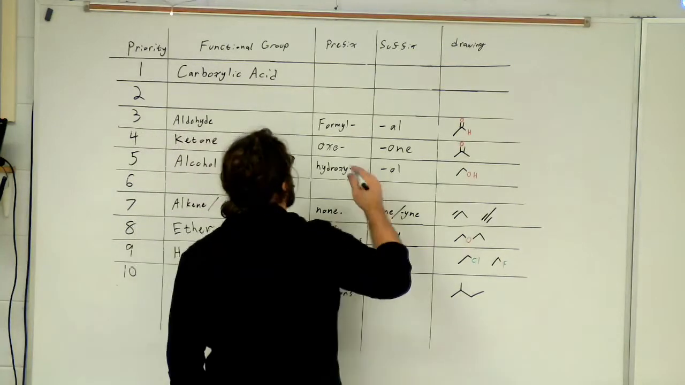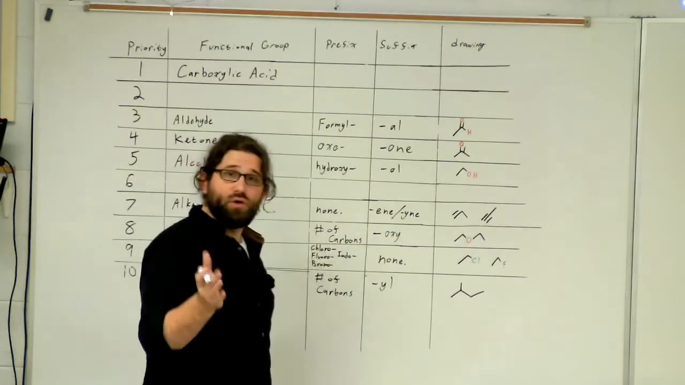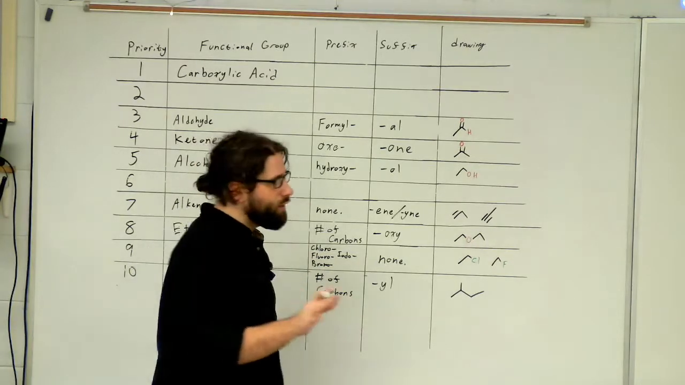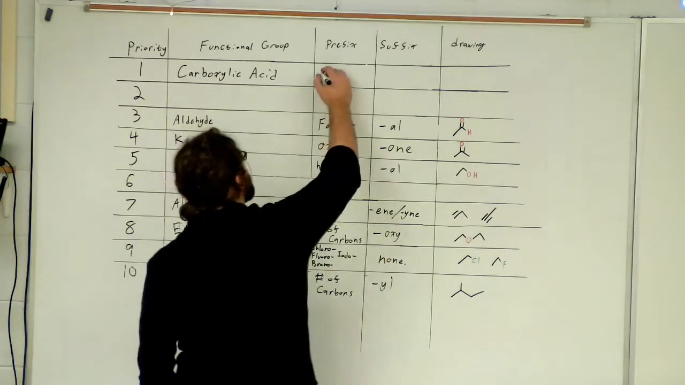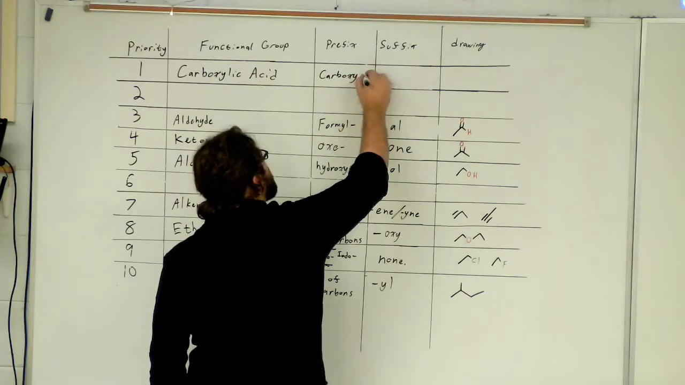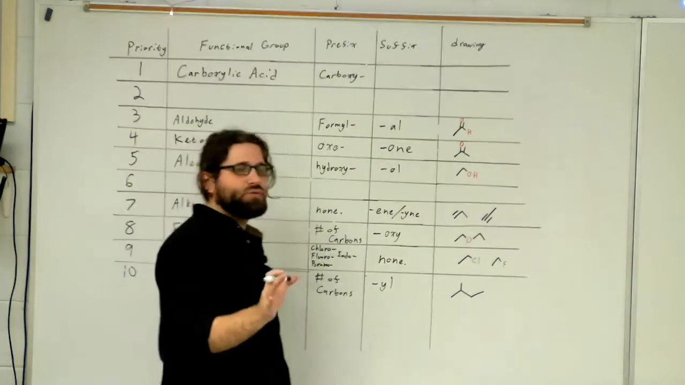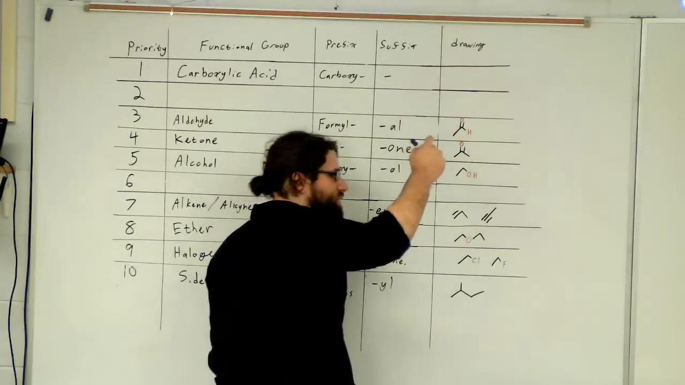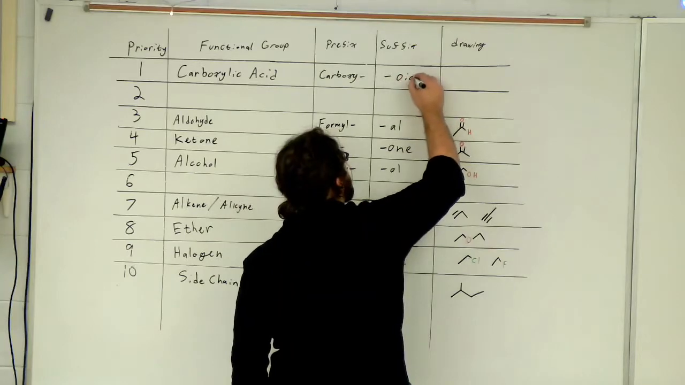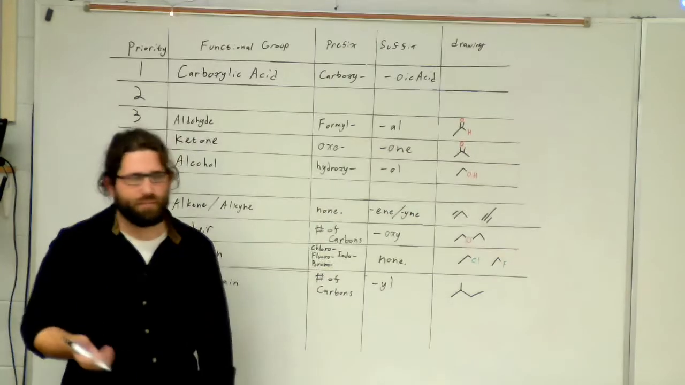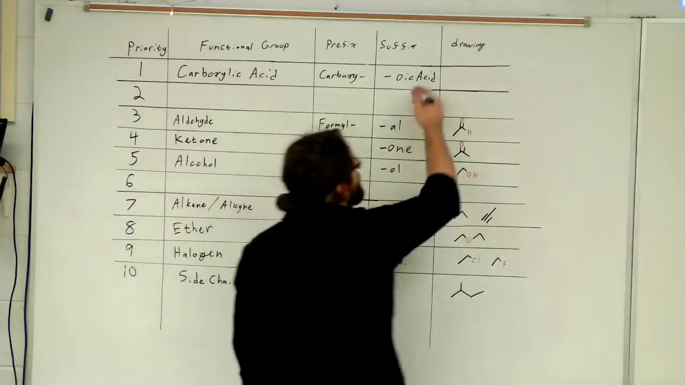There are times, however, where there will be a prefix used. We likely won't run into that scenario, but you should be aware that the prefix is carboxy in the case that we cannot use both. The suffix for this is going to be oic acid. Makes sense, they're carboxylic acids. They are acids, so they would be called an acid.